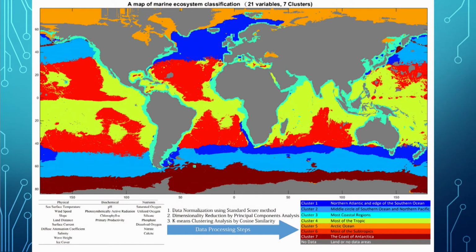Up to now, we have got different versions of marine ecosystem maps by varying the combination of variables and the numbers of clusters during the analysis. We initially obtained a general classification of global marine ecosystems, as the poster shows, and found several interesting phenomena within these results, such as the comparative similarity between the Black Sea and the Arctic Ocean, shown in our 21 variables with 7 clusters map.